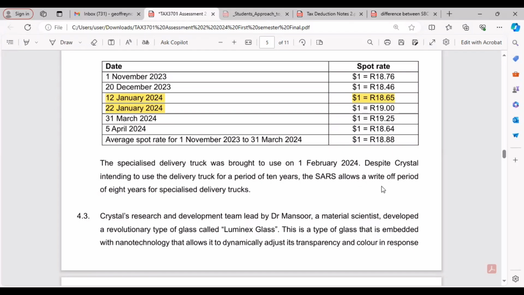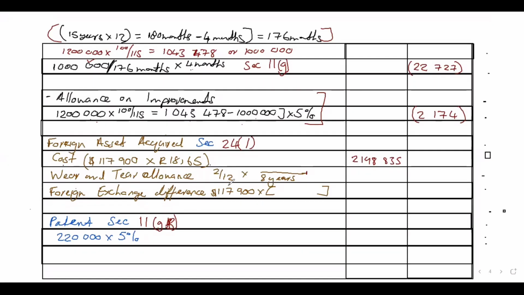SARS allows a write-off period of 8 years. So remember, you're sticking to the house rules of SARS. 10 years is for accounting, right? SARS, we claim over 8 years. That's what they were testing you on. Do you understand or are you confused?